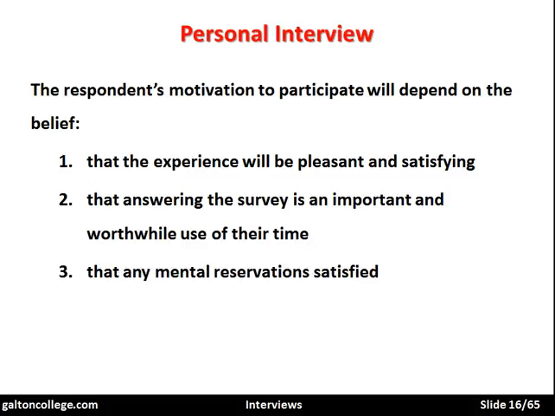And if they have any reservations, they must be carefully allayed. They must be dealt with. Any reservations about participating should be cleared up. The interviewer should have the training necessary to communicate the purpose of the interview, roughly what's going to happen during the interview, how long it will take, and ensure that the respondent is happy to participate.